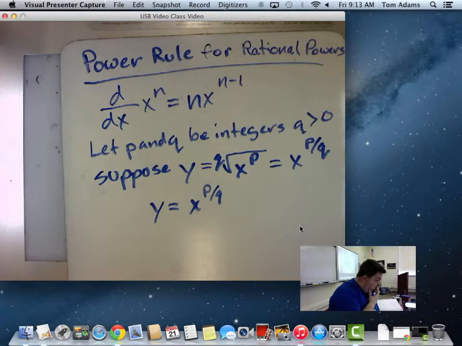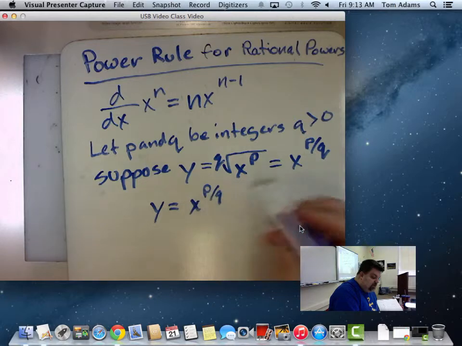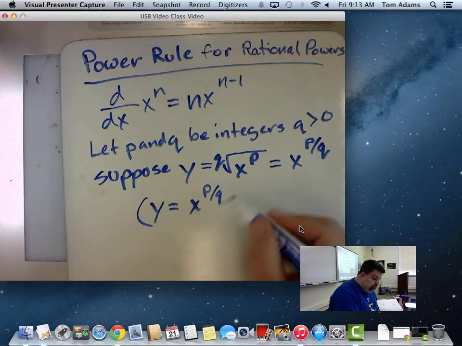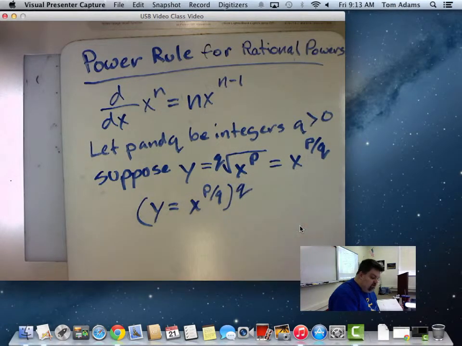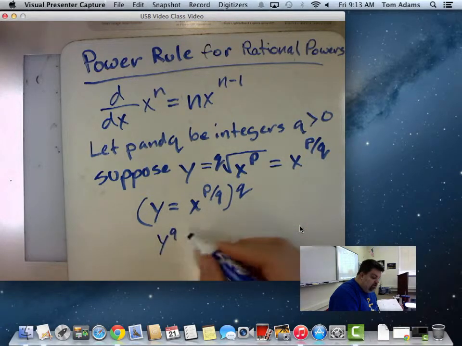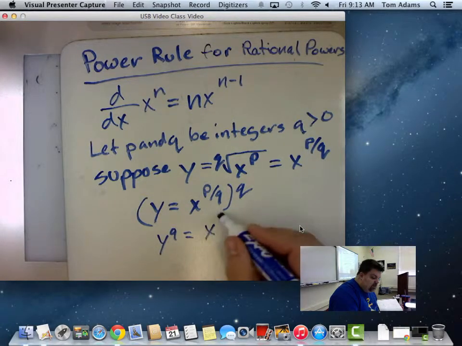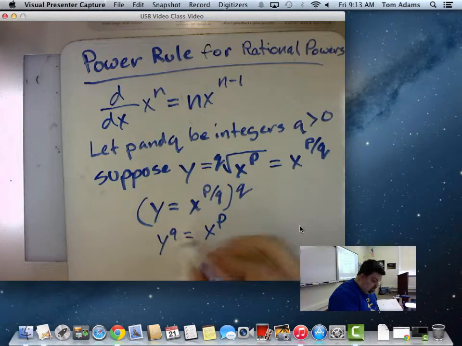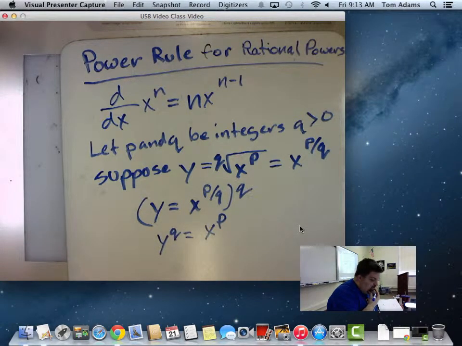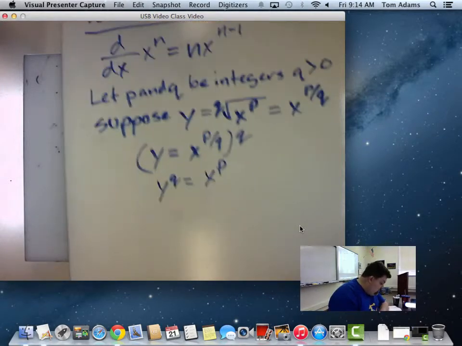Now mathematically, if I raise this whole thing to the q, I get y^q is equal to x^p. Does that make sense? Okay. And so what I want to do then is, since p and q are integers for which we already have a power rule, we could differentiate both sides of the equation with respect to x to obtain the following.